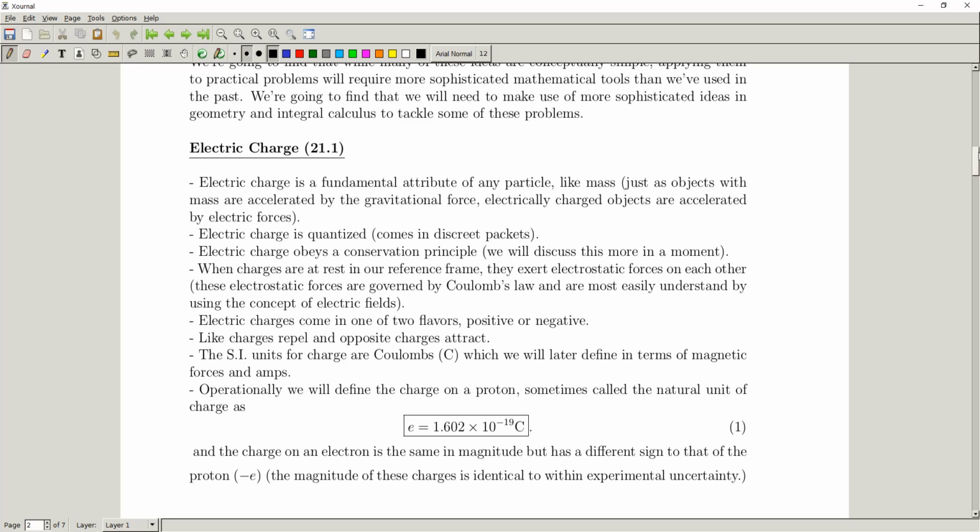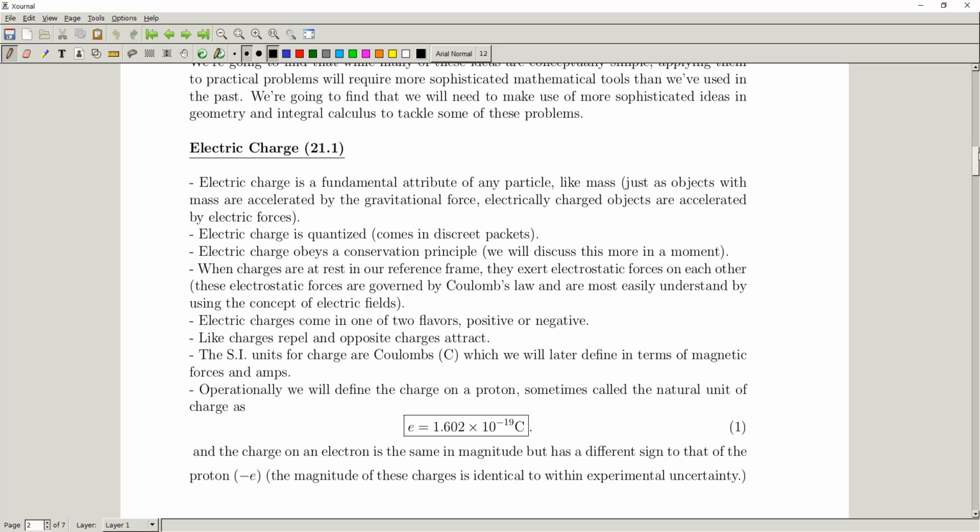The SI unit for charge is the coulomb. For now, we're just going to state that they're called coulombs. They have the symbol capital C. Later on, we're going to define these in terms of magnetic forces and amps. But for now, just take for granted that we call the SI unit for charge a coulomb, and we'll define it in terms of more fundamental units later on.